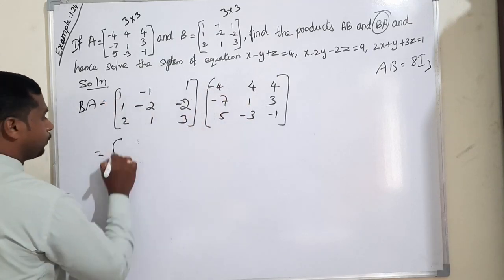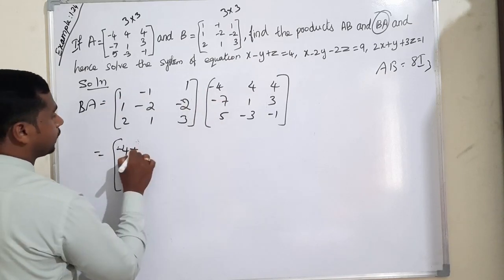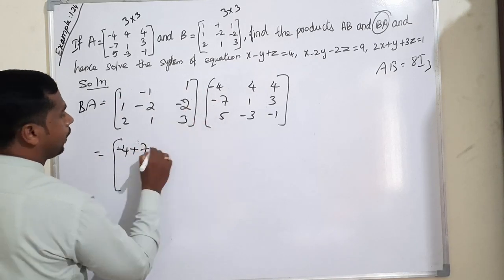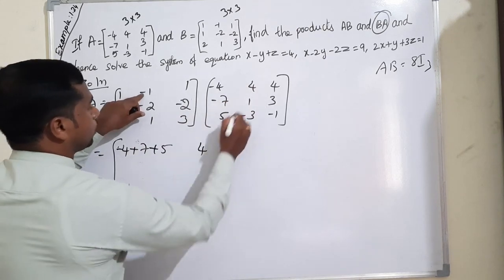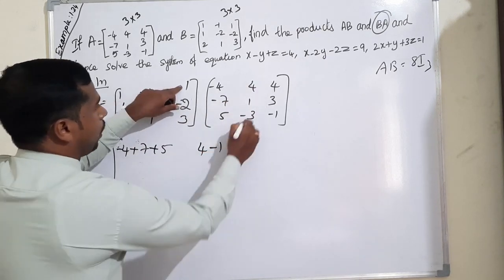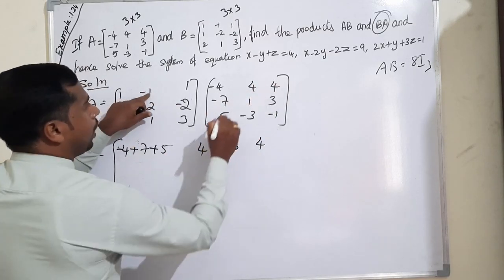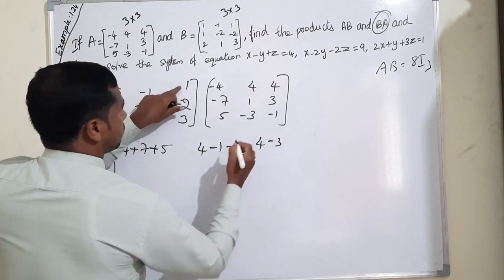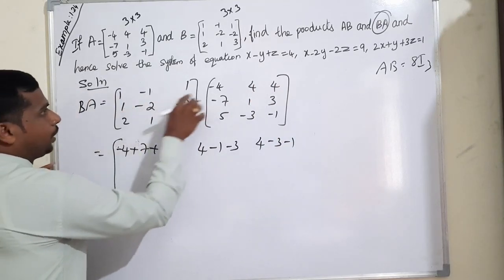So 1 into minus 4, minus 4. Again, minus 1 into minus 7, positive 7. 1 into 5, positive 5. Again, 1 into 4, 4. Minus 1 into 1, minus 1. 1 into minus 3, minus 3. So 1 into 4, 4. Minus 1 into 3, minus 3. 1 into minus 1, minus 1.